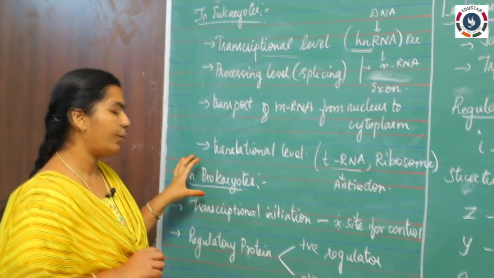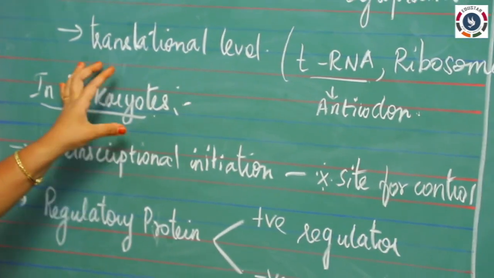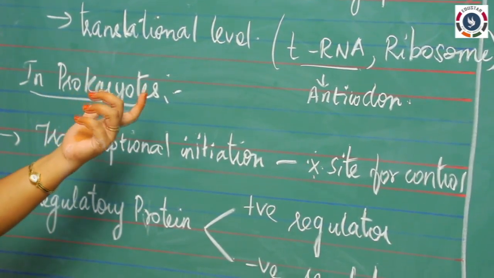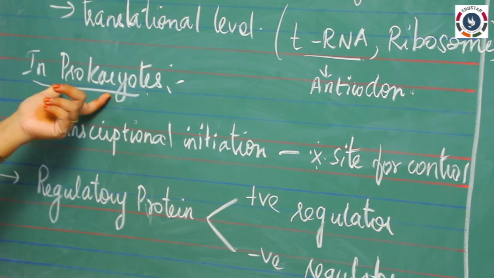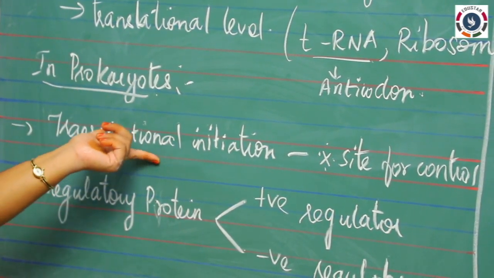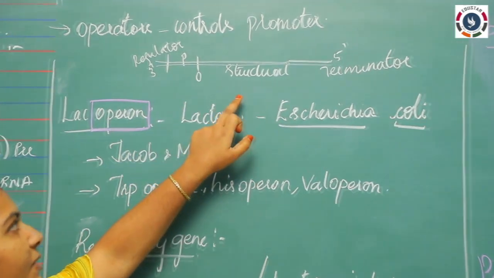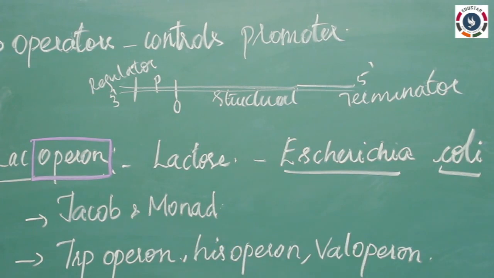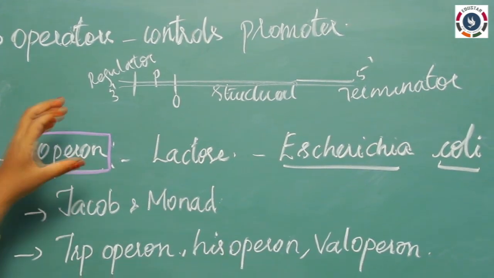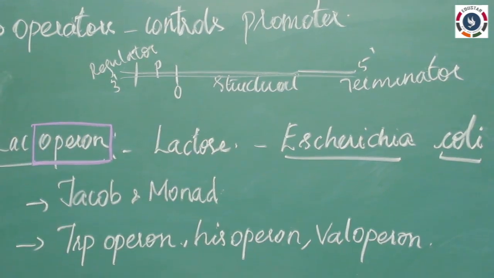But in the case of prokaryotes, you can take Escherichia coli as an example. Okay, take the bacterium E. coli as an example for prokaryotes. So here in the transcription process, as I have told you already, we have a promoter region, a structural region and a terminator region. Okay, so in this promoter region itself our regulation will get started, in the case of prokaryotes.